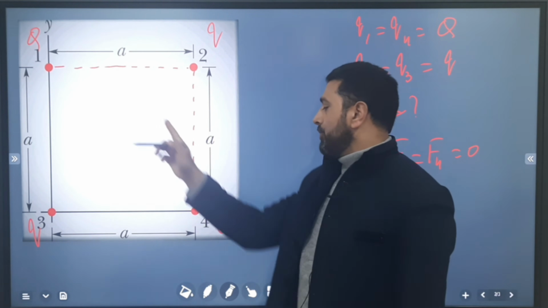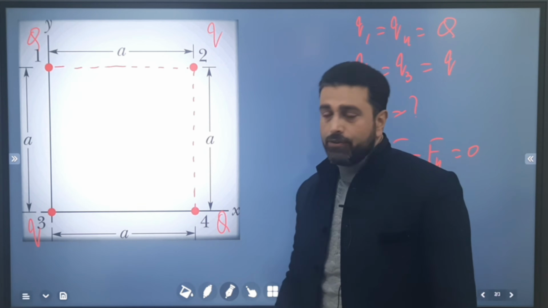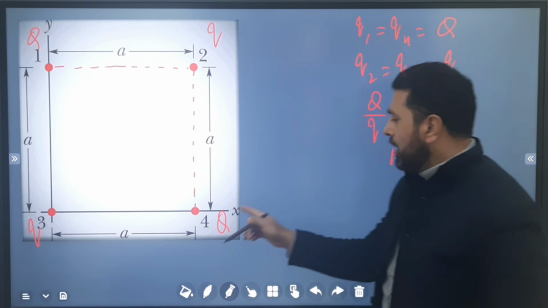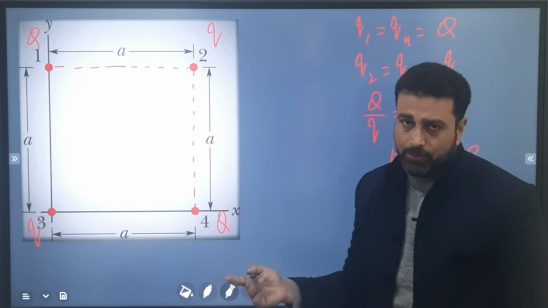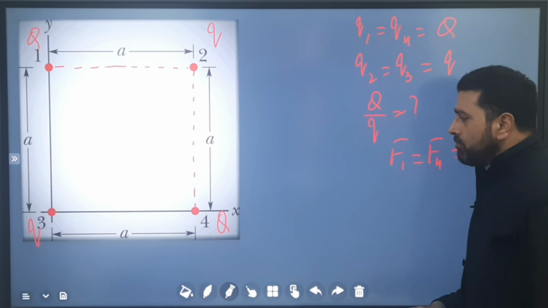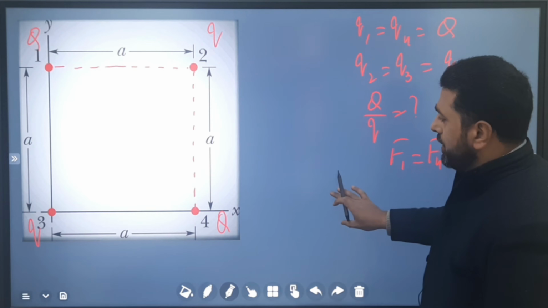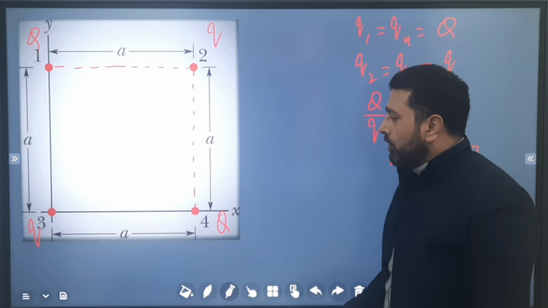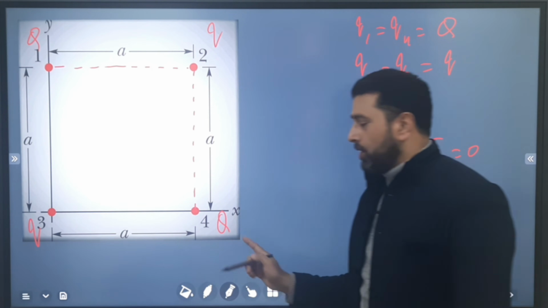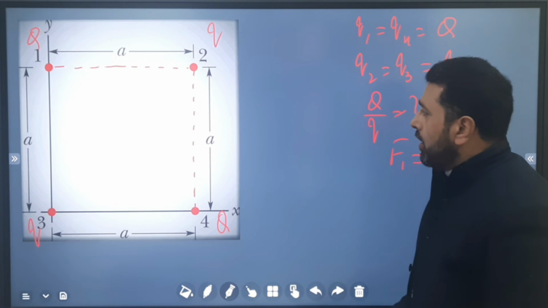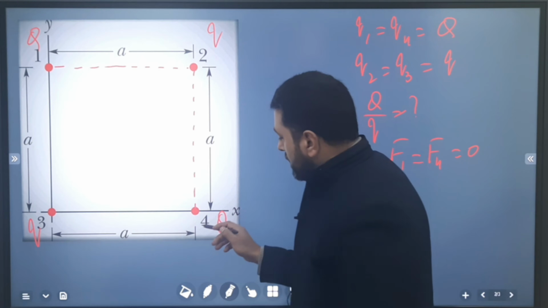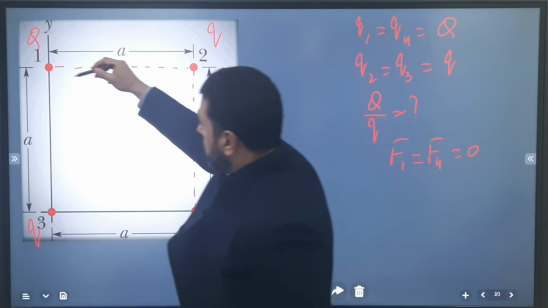Force on particle 1 and force on particle 4 are 0. Net force on 1 and net force on 4 are 0. They are identical particles, capital Q and capital Q, so we'll consider one of them. The first thing we'll discuss here is what about the signs of small q and capital Q? Are they like charges or unlike charges? Again, we'll consider forces on particle 4.